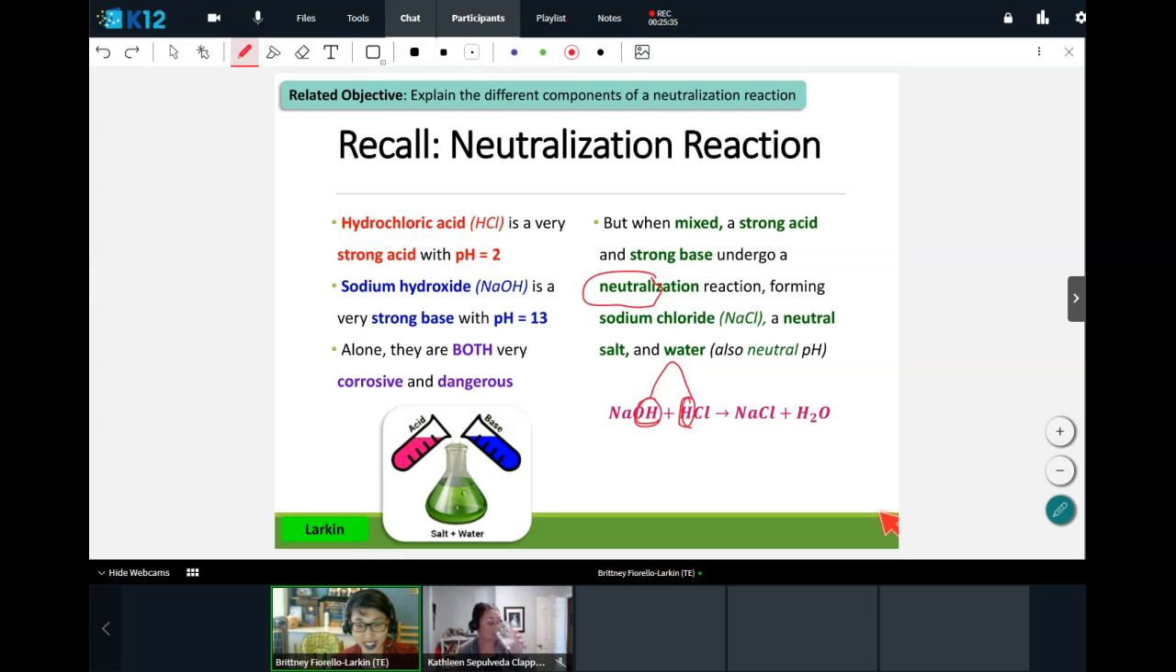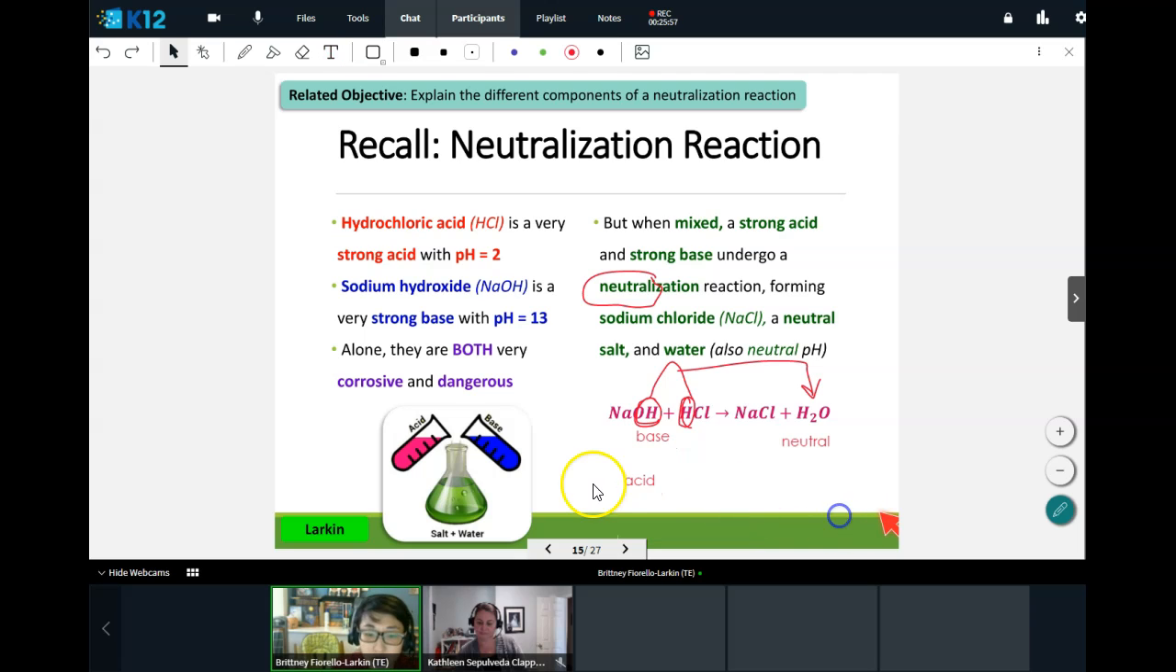H2O makes what? It just makes water, right? So you can see right here, we end up with water, and water is definitely neutral. All right, so this is our base, and we have our acid right here, okay?